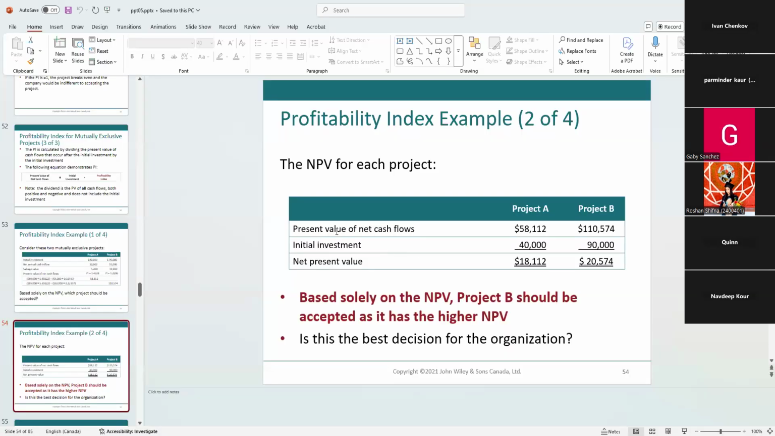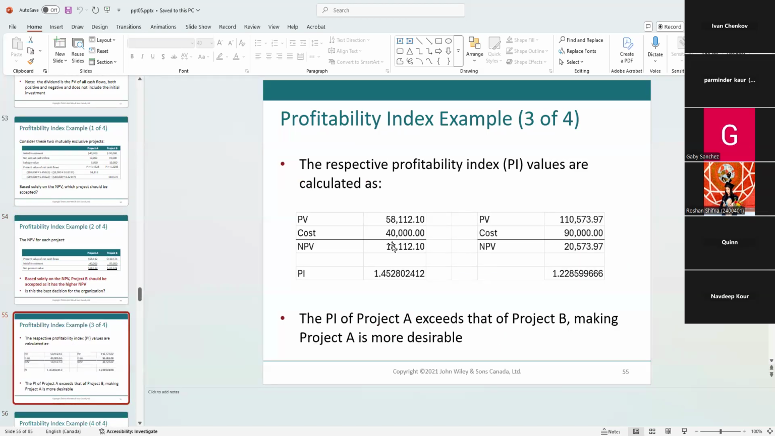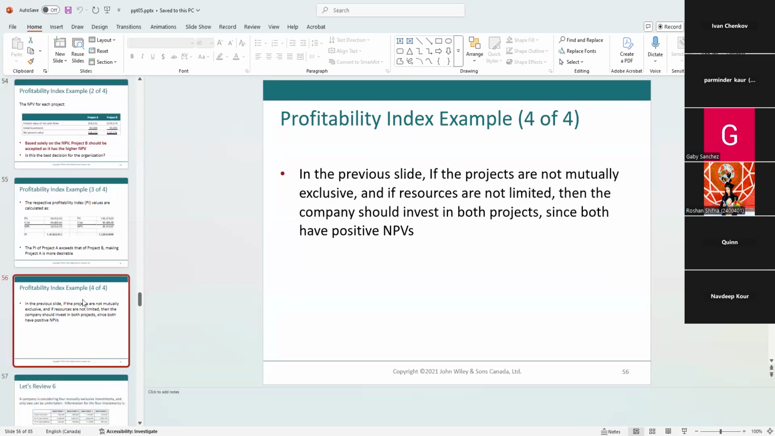So in this case, present value is that much, initial investment. The present value you're getting here is 18,000. In the second project, we get 20,000. But which one is more profitable? When we get the profitability index, the first one gives you the highest profitability. So for that reason, stay with the first one.